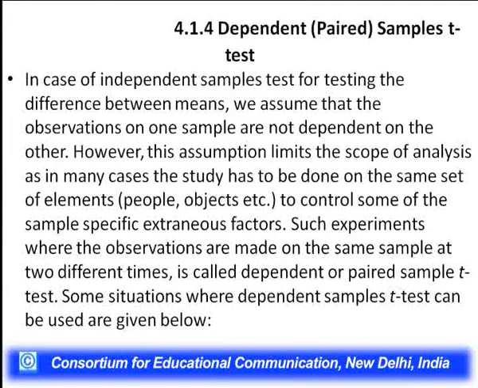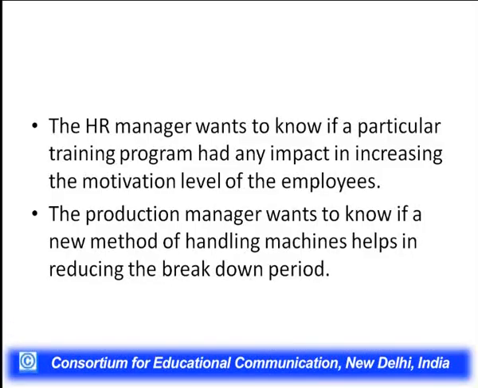Experiments where observations are made on one sample at two different times are called the dependent or paired sample t-test. Some situations where the dependent sample t-test can be used are given below. The HR manager wants to know if a particular training program is significantly going to increase the motivation level of the employees. The production manager wants to know if a new method of handling machines is going to reduce the breakdown period or not. Similarly, an educationist wants to understand whether his interactive lecture is going to give a learning experience to the students or not.